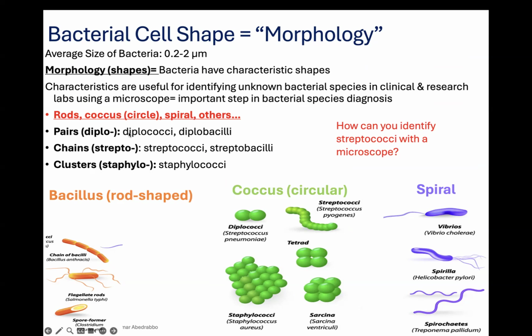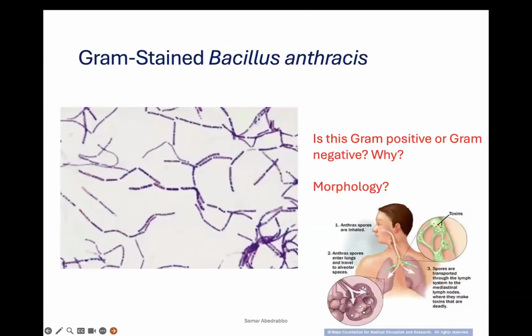And then when we have things in pairs, we call them diplo. When they're in chains, they're called strepto. And when they're in clusters, we call them staphylo. So if I ask, how can you identify Streptococcus bacteria with a microscope? Streptococcus bacteria can cause strep throat and other things. Strepto means chains, so I know if I look at it under a microscope, they're going to be in chains, and coccus means circular. So this is what Streptococcus bacteria would look like. If I see that, I would have an idea that it's most likely Streptococcus bacteria.